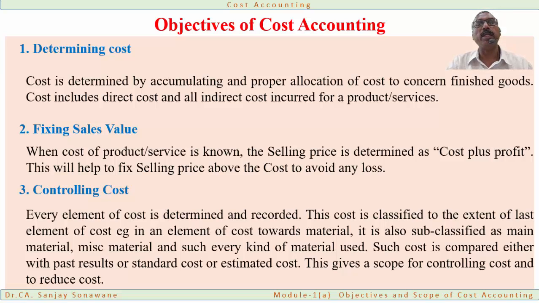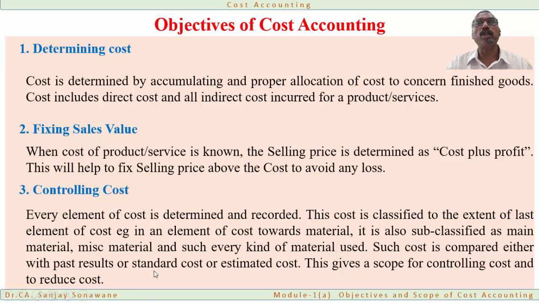So how are we implementing this objective of controlling the cost? By knowing the cost first, every element of the cost, and then we will decide whether that cost is higher or whether that cost can further be reduced or not. Now, what is the basis of doing this? In the first thing, we can understand that this cost is compared either with the past results, means whatever cost we are incurring now, we'll try to find out what was the cost earlier.